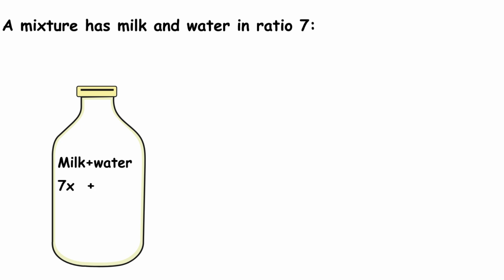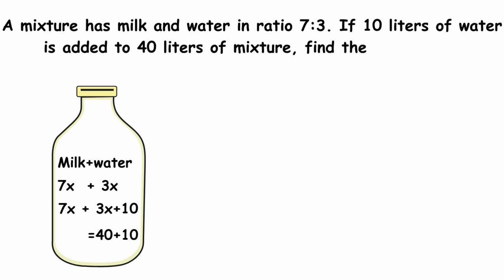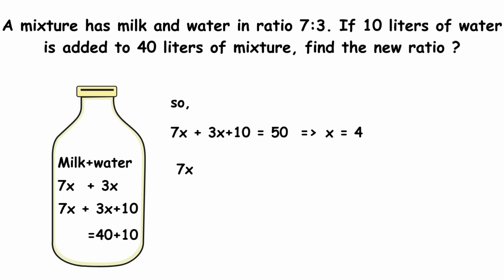Assume milk is 7x and water is 3x. So if 10-liter water is added, water will be 3x plus 10, and the mixture is 50. So milk 7x plus water 3x plus 10, the total is 50. Hence x equals 4. Now the milk and water ratio in the mixture is 14 is to 11.